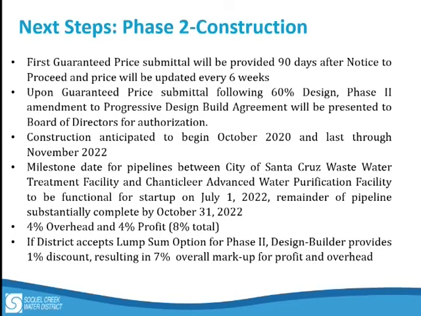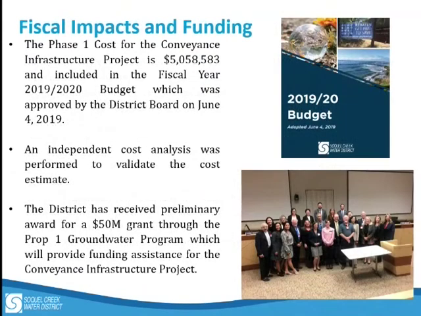2022. I mentioned the 4% overhead and 4% profit that was listed in their proposal. And if at the time of the guaranteed maximum price, the district decides to do a lump sum option, which would be less of an open book process, then they would give us a discount of 1% on that 8%. And that is something that we can, of course, discuss as that comes later in the process.